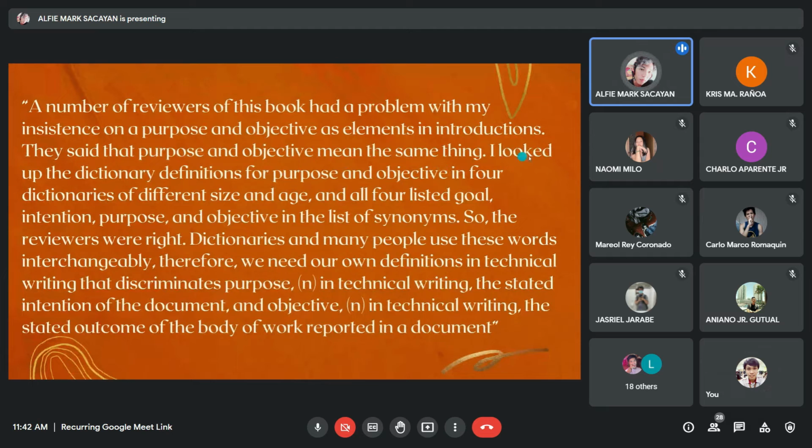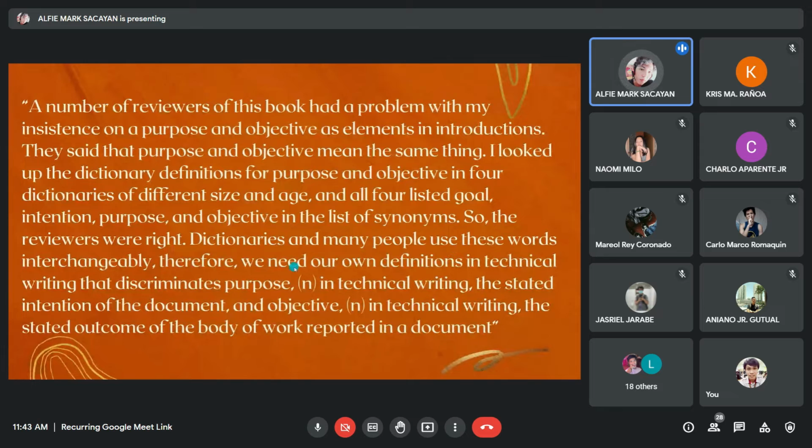So, looking at the dictionary definitions for purpose and objective, we can say that they are somewhat similar, because objective is somewhat a synonym for purpose. So, parehas lang din sila nga words. So, ma-address na ni nga tama ang mga reviewers nga somewhat ang objective and purpose is the same thing.